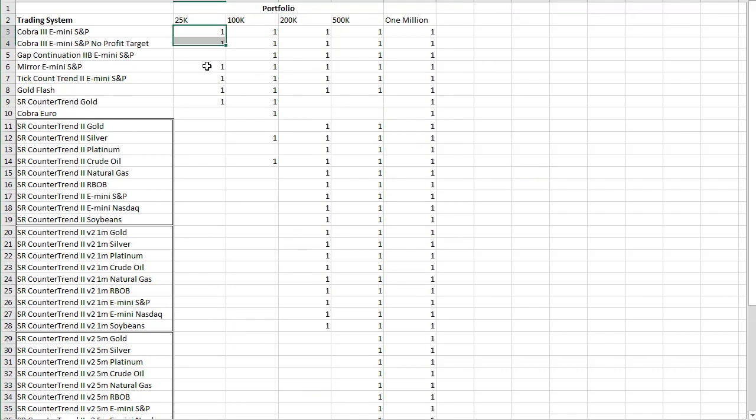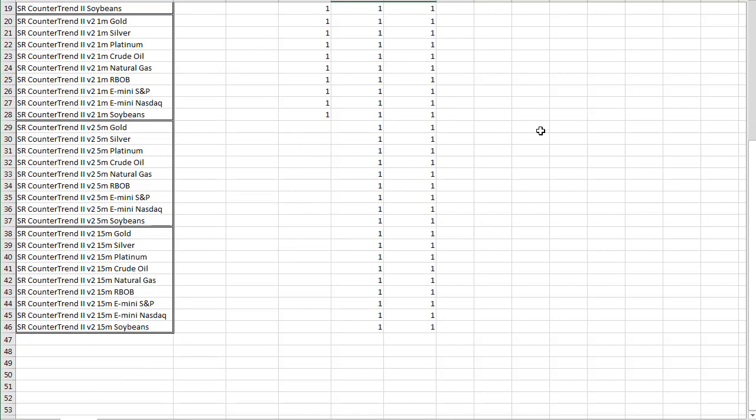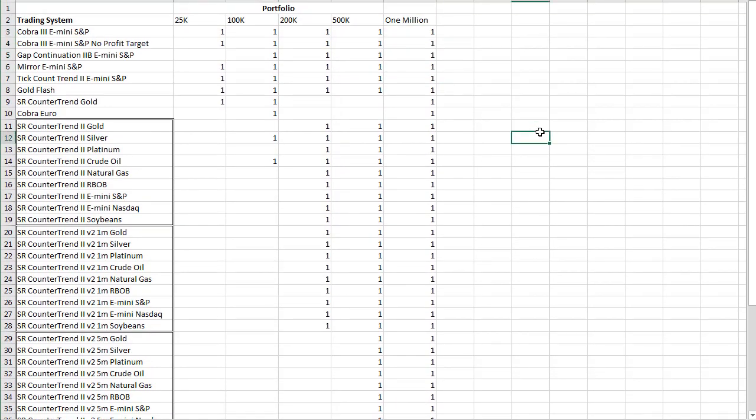We know what the 25K portfolio is, 100K, and today we're talking about the 200K, and later on we'll be talking about the 500K and 1 million, but you can see the individual breakdowns for each of those. And so next we're going to show you a look at the workspace for the 200K portfolio so you can see what that looks like.